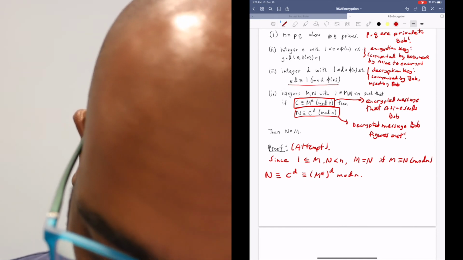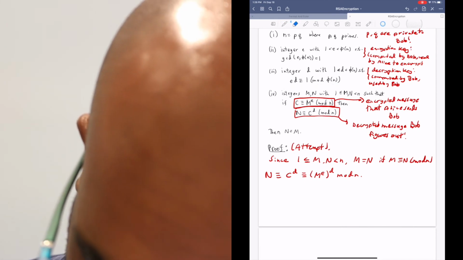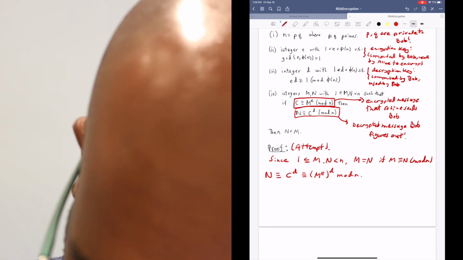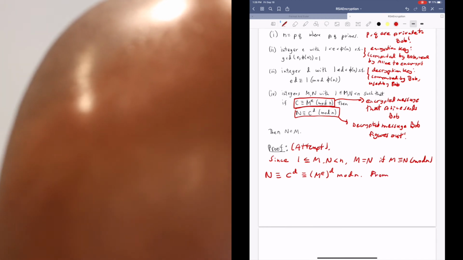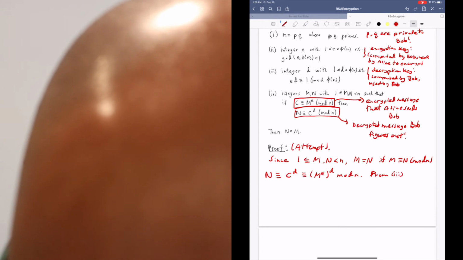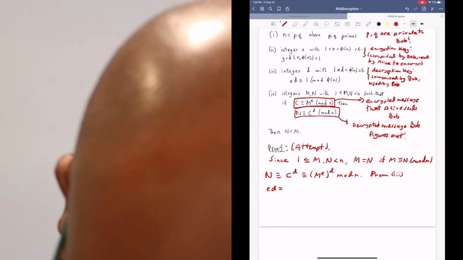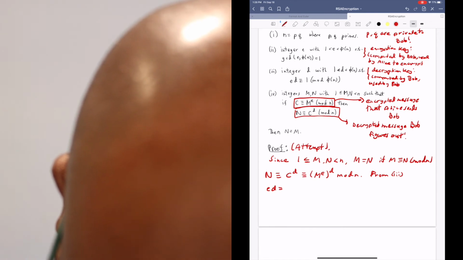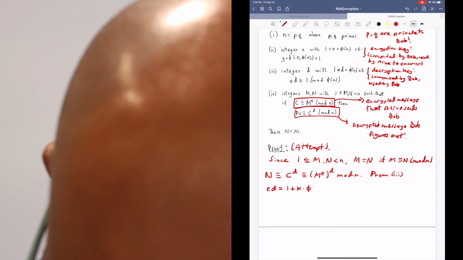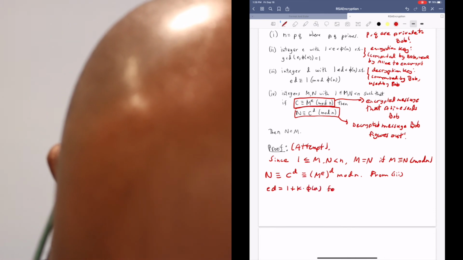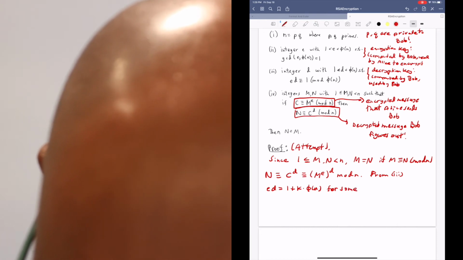Okay, but we know something about ED. We know that ED is congruent to 1 mod 5N. So from this third bullet, ED is 1 more than a multiple of 5N. It is 1 plus k times 5N for some k.